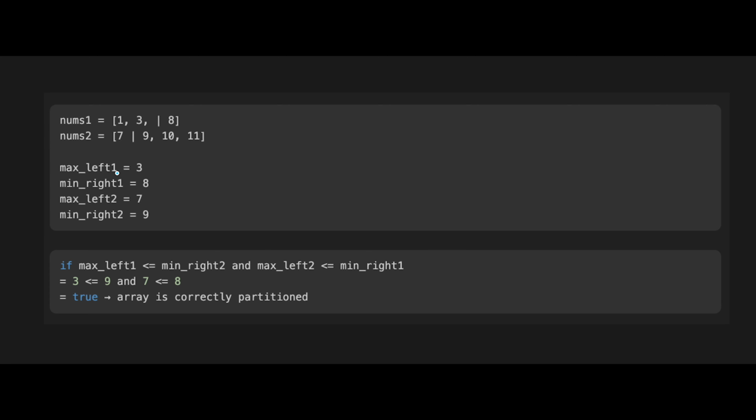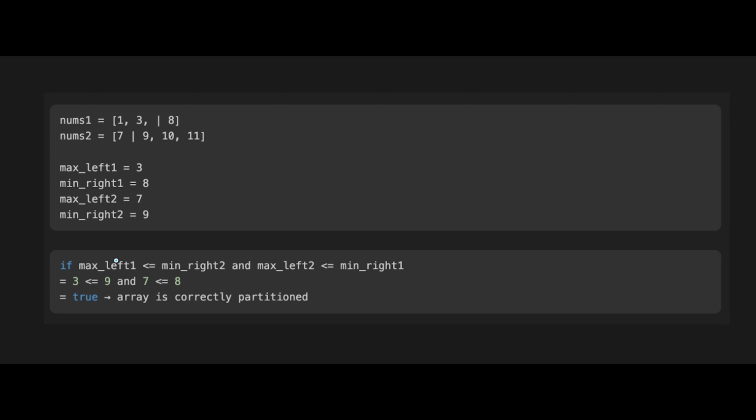So maxLeft1 is right before the partition. So the partition is here, and the number right before it is 3, right? So maxLeft1 is 3. And minRight1 is right after the partition. So that is 8, right? And maxLeft2 is right before the partition. So that means 7, right? And minRight2 is right after the partition. So that is 9.